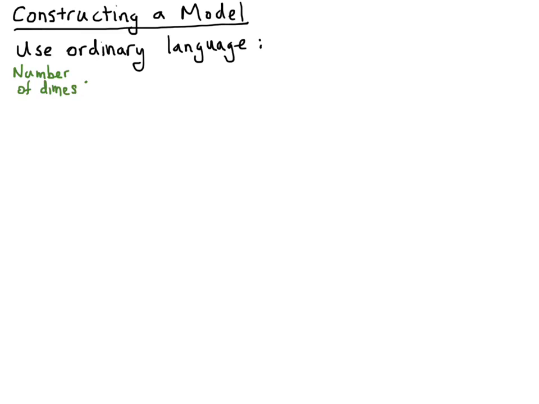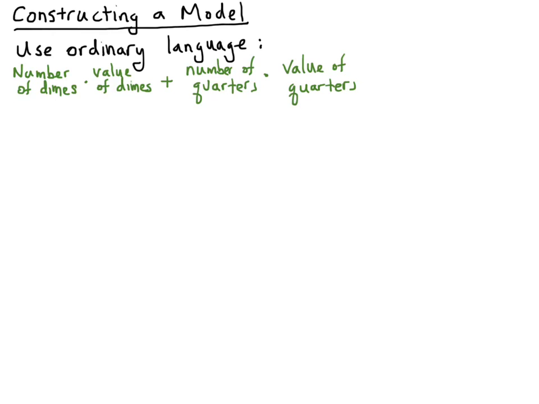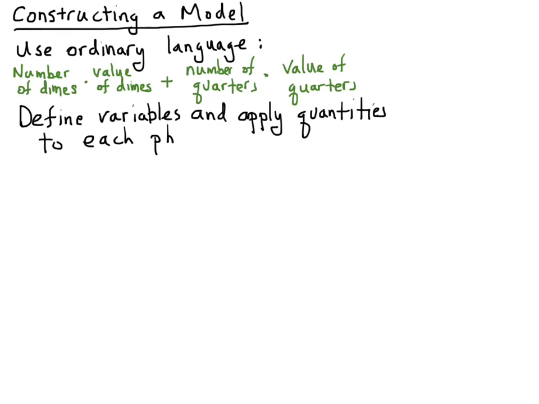Okay, so your book spends some time talking about constructing models. And this model is often just a mix between algebraic signs and words that represent the quantities. Like, here's the number of dimes times the value of dimes plus the number of quarters times the value of quarters. Well, that will give you the total value of what you have in coins. And so, when you have a problem that says this equals this particular variable, writing an ordinary language model like this helps you.